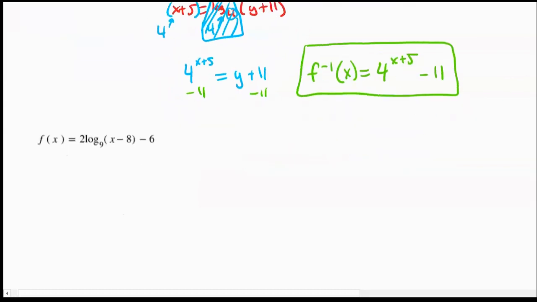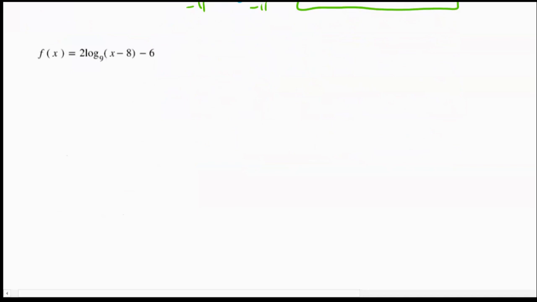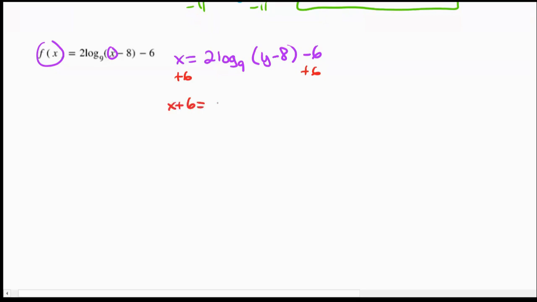The second one is going to have one extra step, but the first and second steps are all the same. I'm switching x and y, so x equals 2 log base 9 of y minus 8, minus 6. I'm still going to isolate the log, so adding 6 to both sides. And then I need to get rid of that 2, so I'm going to divide both sides by 2 here.